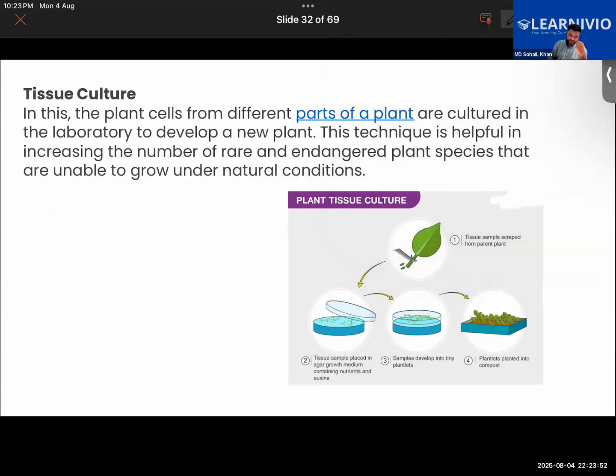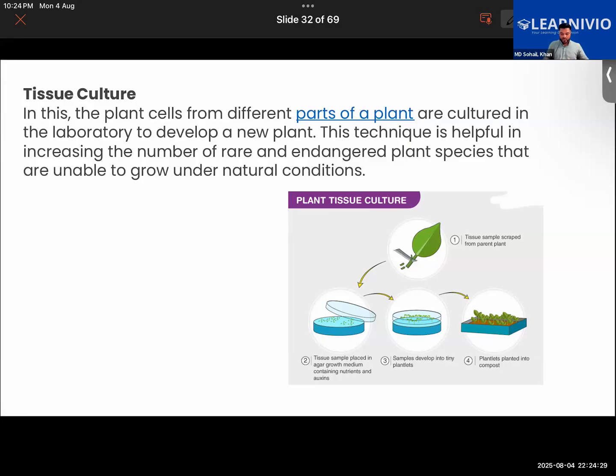Next is the tissue culture, the most interesting artificial vegetative propagation. See, there are some plants which are either endangered or almost at the verge of extinction. They are found in only some parts or only few in number. So it becomes very important to protect them, to conserve them, to populate them. So in order to preserve those kinds of plants, we will use the method of tissue culture.